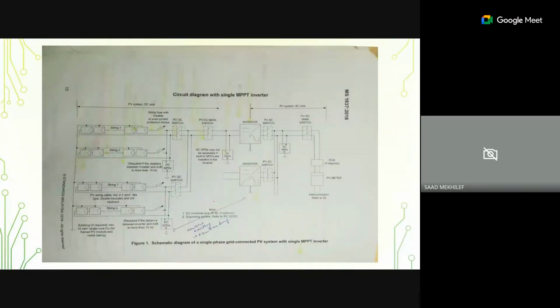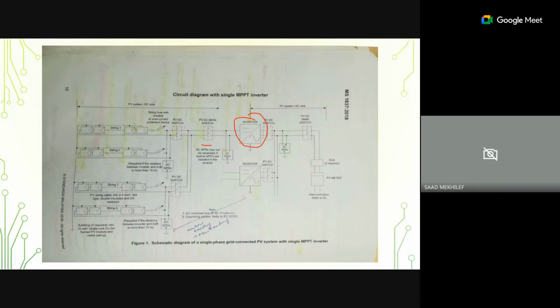This is how the connections, the circuit diagrams, look when we connect the inverter. This is the real system. For example, here we have an inverter. This is the inverter, okay? And then you can see here you have the PV DC main switch, okay? And then we have the SPD here, DC SPD, the surge protector device.